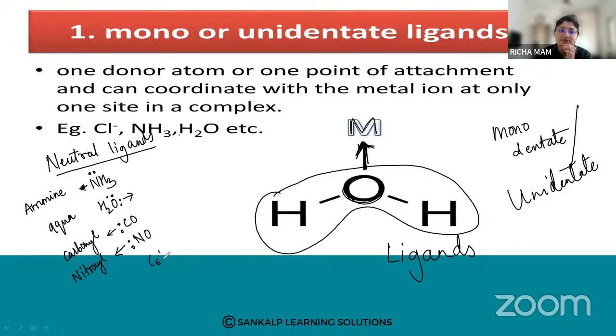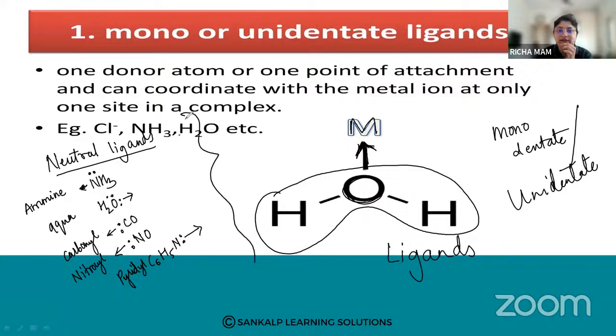Then C5H5N, where the nitrogen is the donor, which is pyridine. So these are the unidentate or monodentate ligands. What are monodentate or unidentate ligands? Only one donor atom is present, and only one attachment to the central metal atom is possible at a time. So this is called monodentate or unidentate.